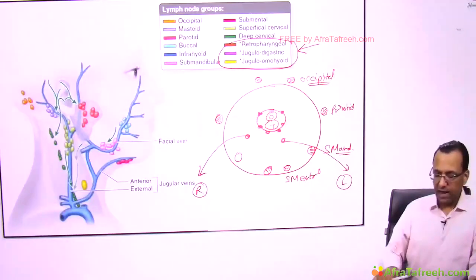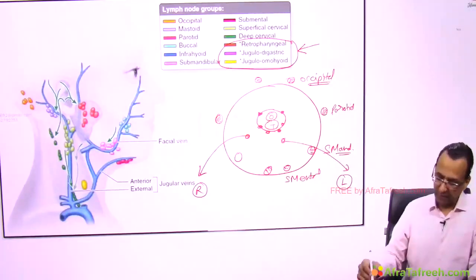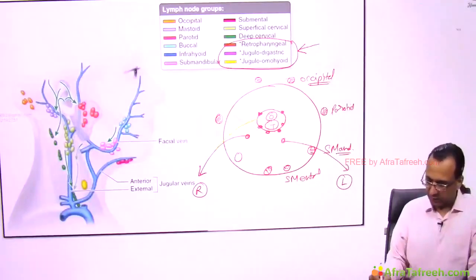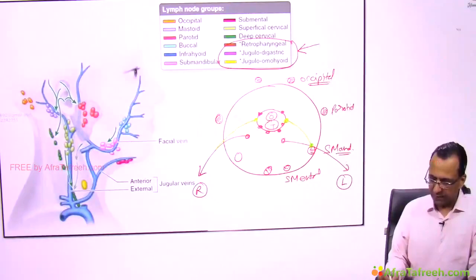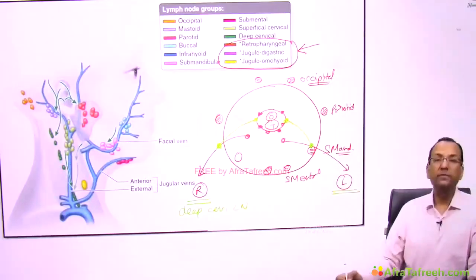And what about the innermost circle? That is still deeper. We'll find out later. But remember, even the inner circle is draining into the deep lymphatics. So the inner circle is also draining into deep lymphatics. But we have not discussed any deep lymphatics yet. Deep cervical lymph nodes. So what about them?